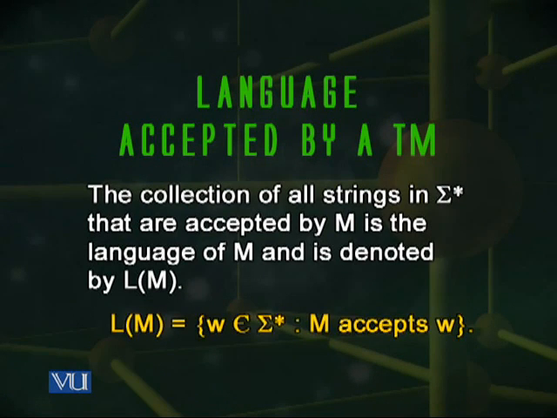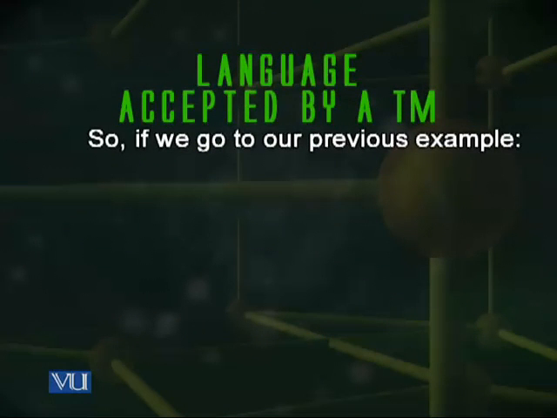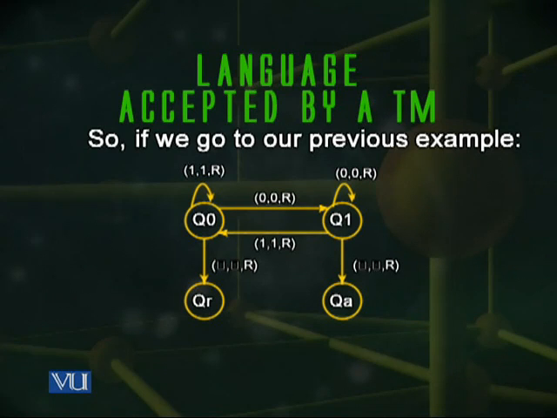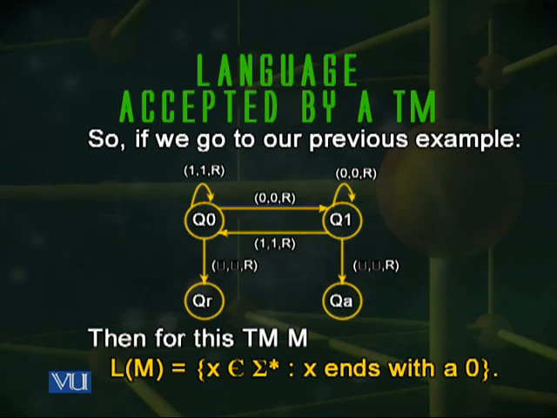So L of M mathematically is the set of all W in sigma star such that M accepts W. Let us look at the example that we have been working with. Let us look at our previous Turing machine, which consisted of 4 states given by this diagram. We have analyzed this Turing machine quite closely. What is the language accepted by this particular Turing machine?